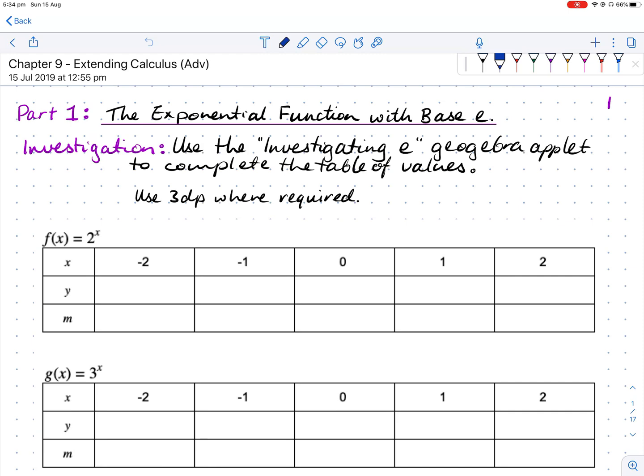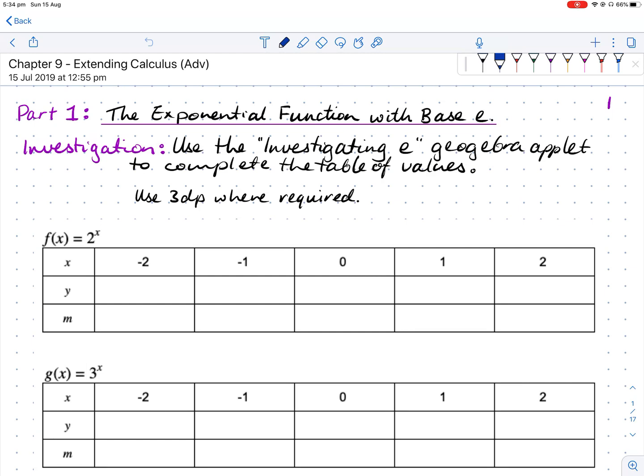So this chapter is actually split into two main parts. So the first bit we'll be doing a fair bit with exponentials and logarithms. In part two, we're going to be doing a little bit more with trigonometry. So these are the two main sections that this topic sort of encompasses.